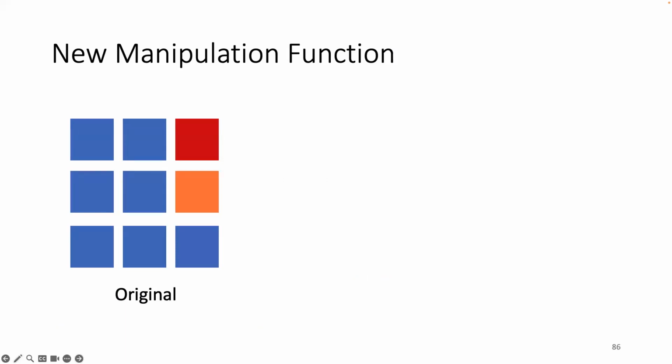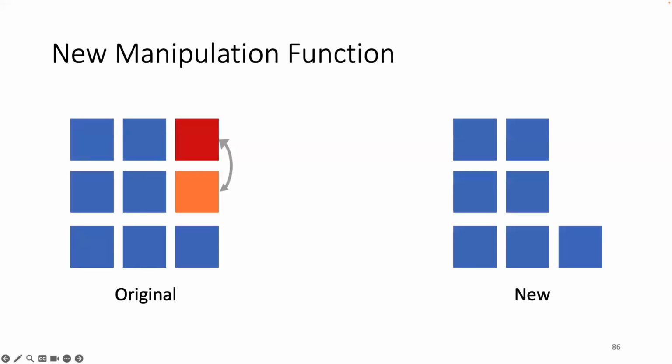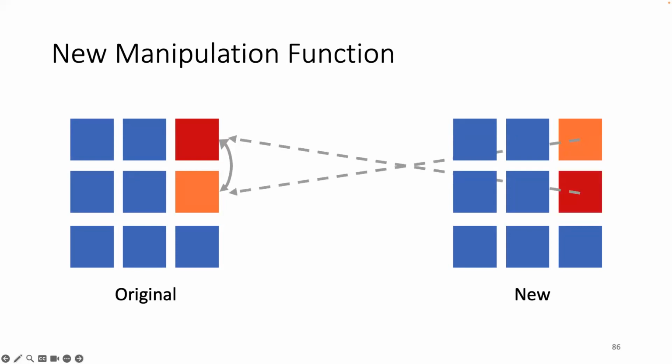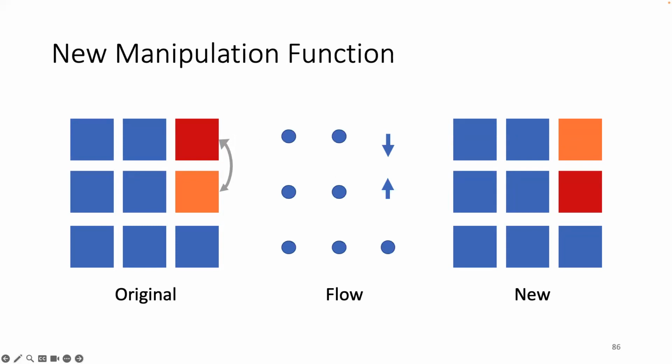We can move the pixel positions, right? For example, given a 3x3 image, we only have 9 pixels. What we can do is move the pixel positions of this red and orange cell. So for example, we move these pixel positions, and we get a new output. And the flow can be used to represent this pixel displacement.